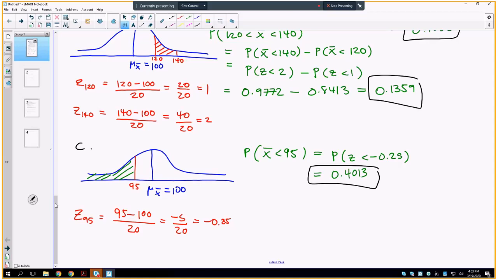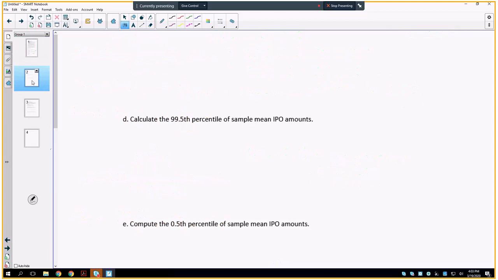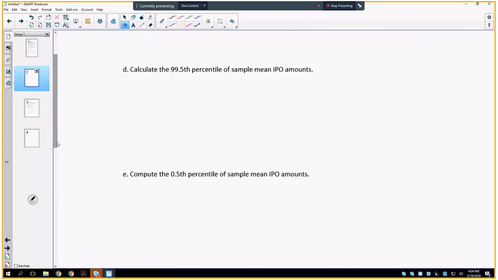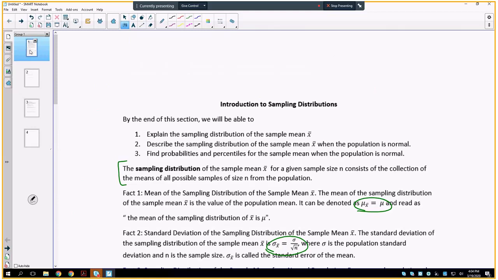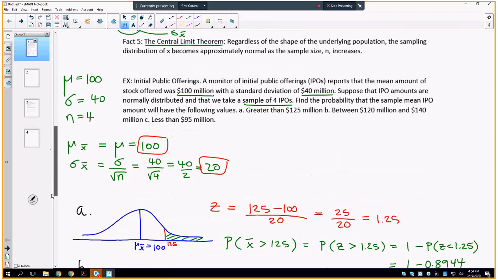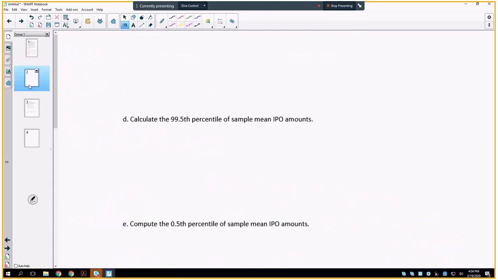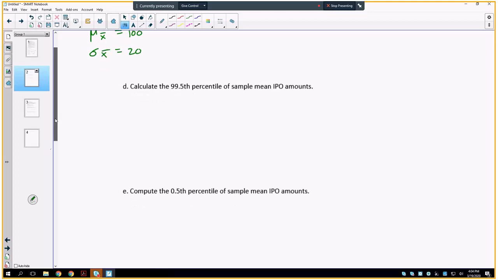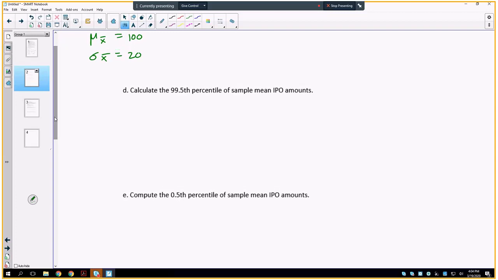All right, what next? Okay, there's a part D for this question. Calculate the 99.5th percentile of sample mean IPO amounts. So let me just go back and write down mu x bar is 100, sigma x bar is 20. I'm going to put that here to help me remember. Still working on the same problem, I have mu x bar equal to 100, sigma x bar equal to 20. Now I'm asked to calculate the 99.5th percentile of sample mean IPO amounts.